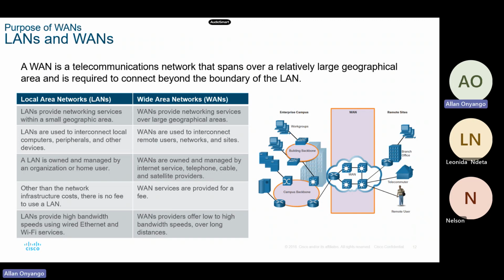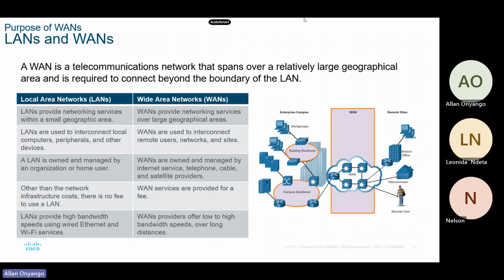A LAN is normally owned or managed by just a single organization or a home user. But a WAN is normally owned and managed by an ISP, all right? It could be a telephone service provider, a cable internet service provider, or even satellite internet providers. LANs have a very small fee to use, okay? There's no or very little fee posted on the LAN, but on wide area networks, you have to pay some fees to the ISP because we know that wide area networks interconnect different LANs to work together.